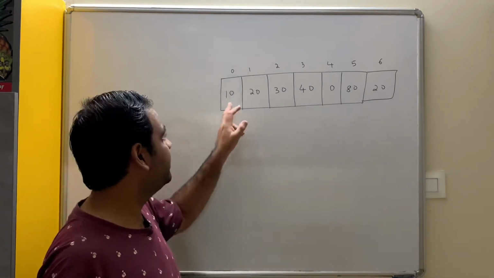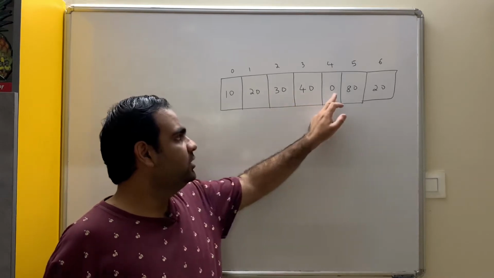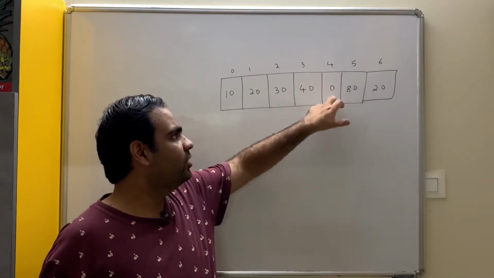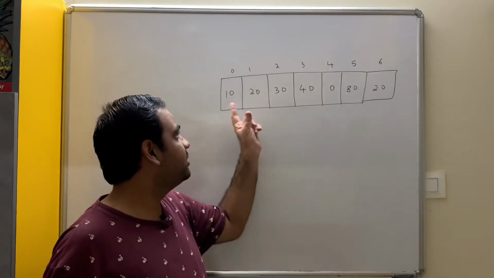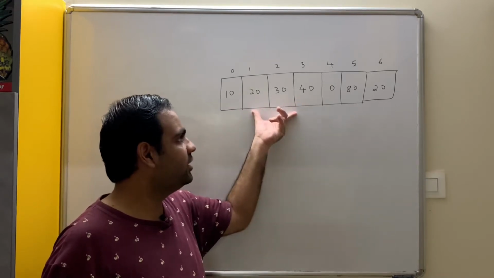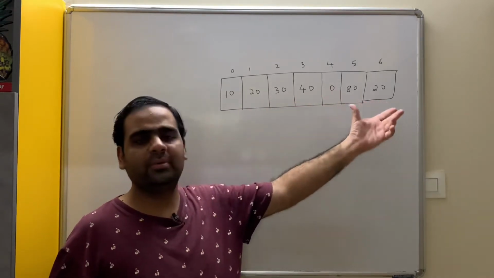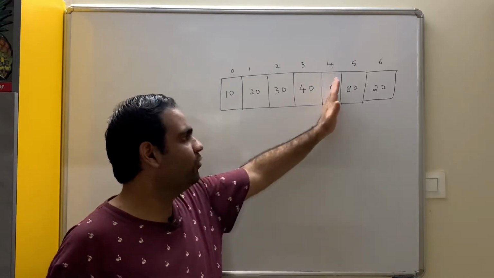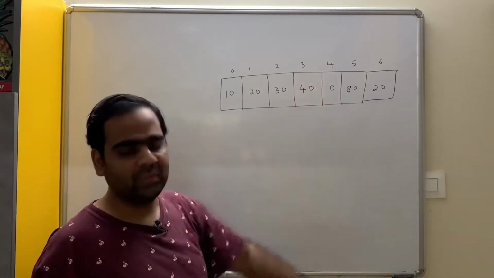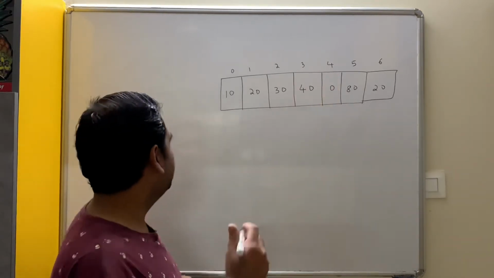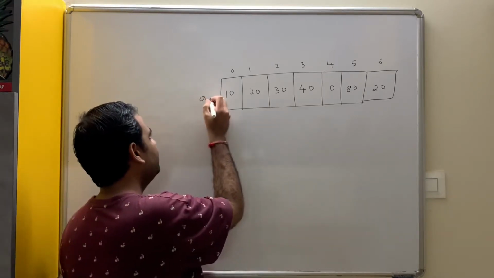Suppose this is the array 10, 20, 30, 40, 0, 80 and 20. Clearly 4 is the equilibrium index. The sum of LHS is 10, 20, 30, 40, which is 100. The sum on RHS of 4 is 80 plus 20, which is 100. Therefore 4 is the equilibrium index. Now how are we going to solve this problem? I said using the cumulative frequency.